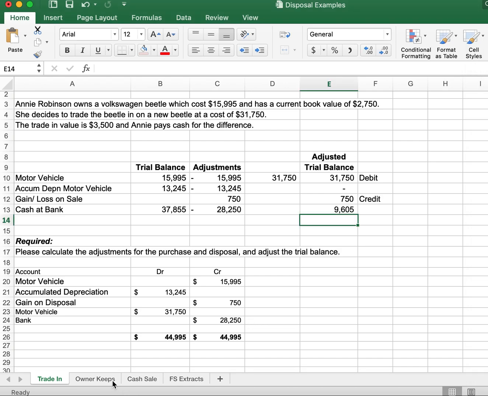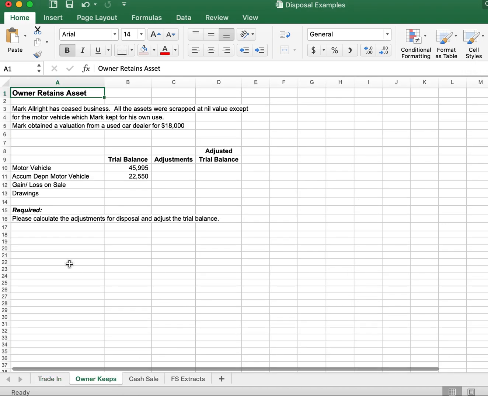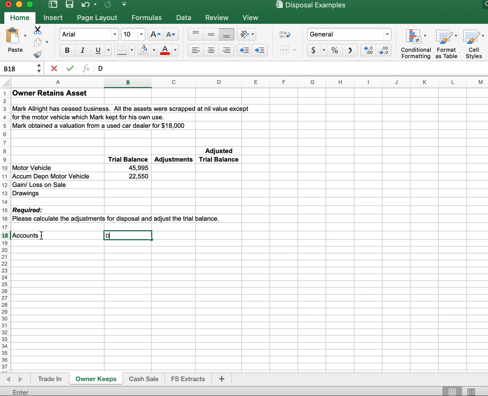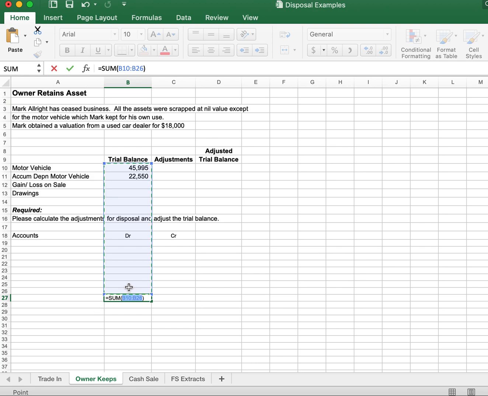If we look at the case where the owner keeps the asset, again I'll set it up as I normally would, with accounts and whether they're debit or credit. I always find it useful to have work papers, so I can tally those columns as we go and know when the journal balances.